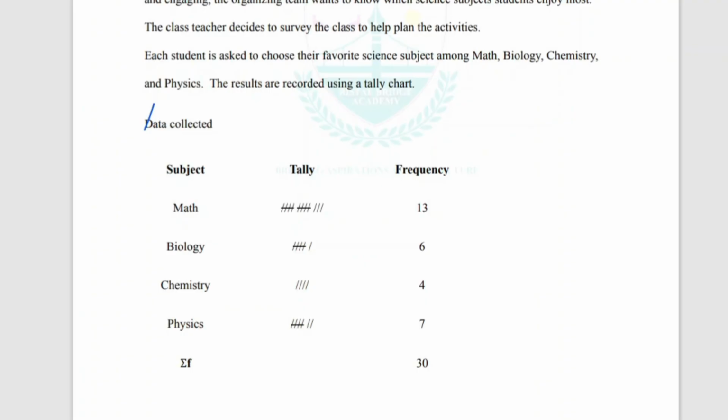When you come to biology, you can see that we have 1 bundle, and then also you have one student. When you add them, 5 and 1 give us 6. Chemistry, they are 4. Then in physics, they are 7. With this, it gives us a total frequency of 30. Therefore, this teacher collected information from how many students? 30 students.